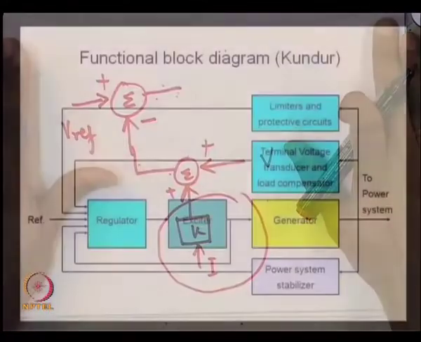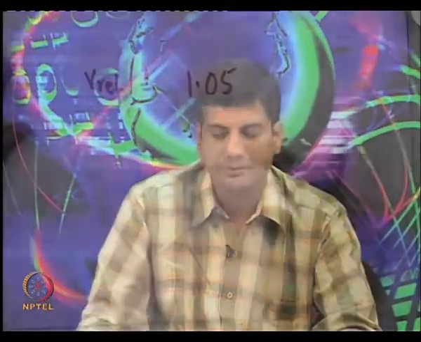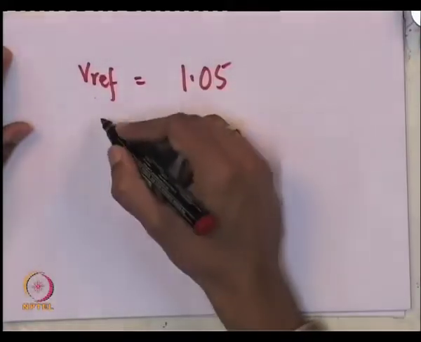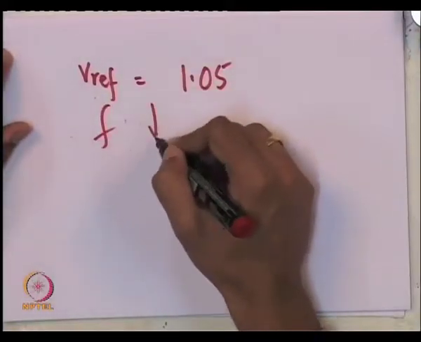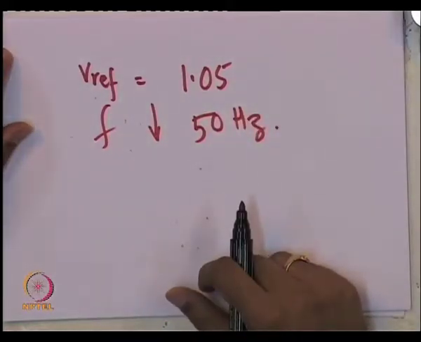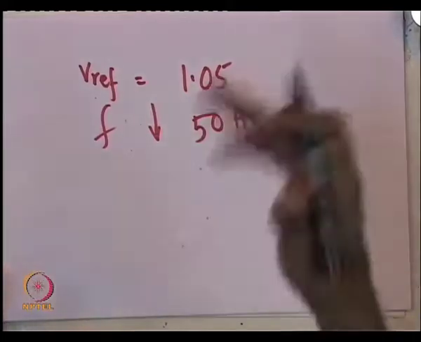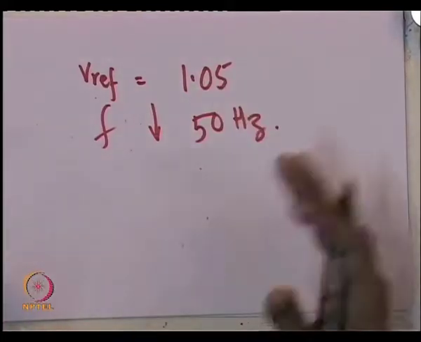Now, if you look at the other functions which are shown in this block diagram, there are limiters and stabilizers, but we will come to that a bit later. In fact, I have already given you a hint where this limiter may come into play. For example, if I have given Vref 1.05, and you also see that the frequency of rotation of the machine has come down, it is less than the normal, say 50 hertz. In that case, the flux level in the core may be higher than what is sustainable by the core, in the sense this core will start heating up, and will also get saturated.